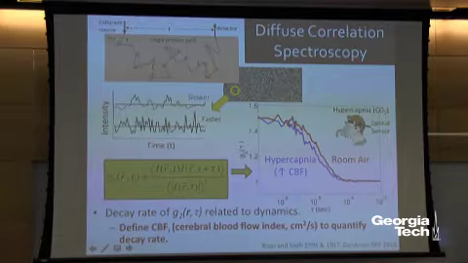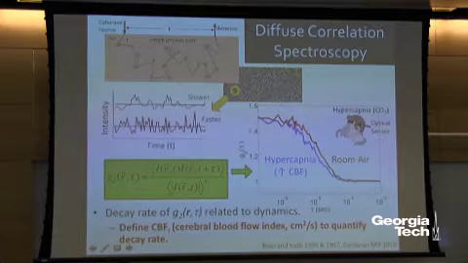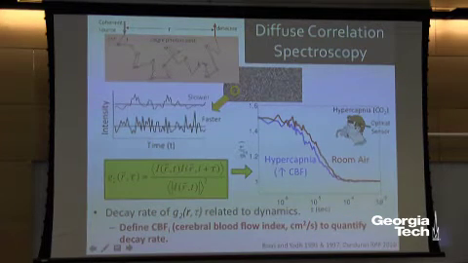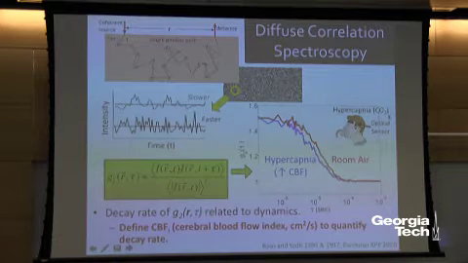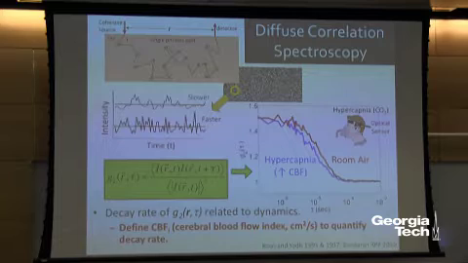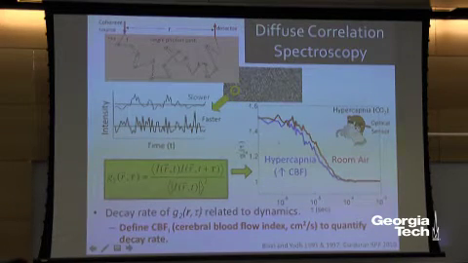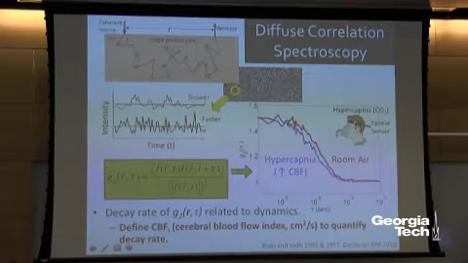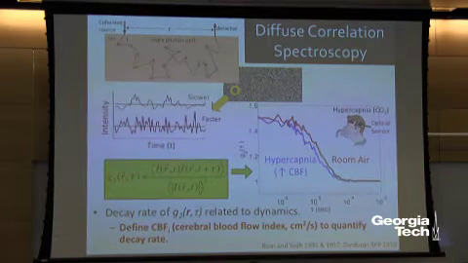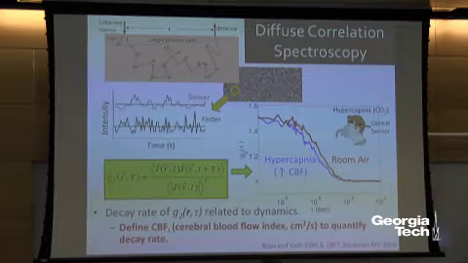So this is patient data that we took. We had an optical sensor that we strapped to a patient's forehead. We had them breathe room air and then gave them inhaled carbon dioxide, which is a potent vasodilator, right? So blood flow should increase. The red curve was taken during room air and the blue curve was taken during hypercapnia, when we have increased blood flow.